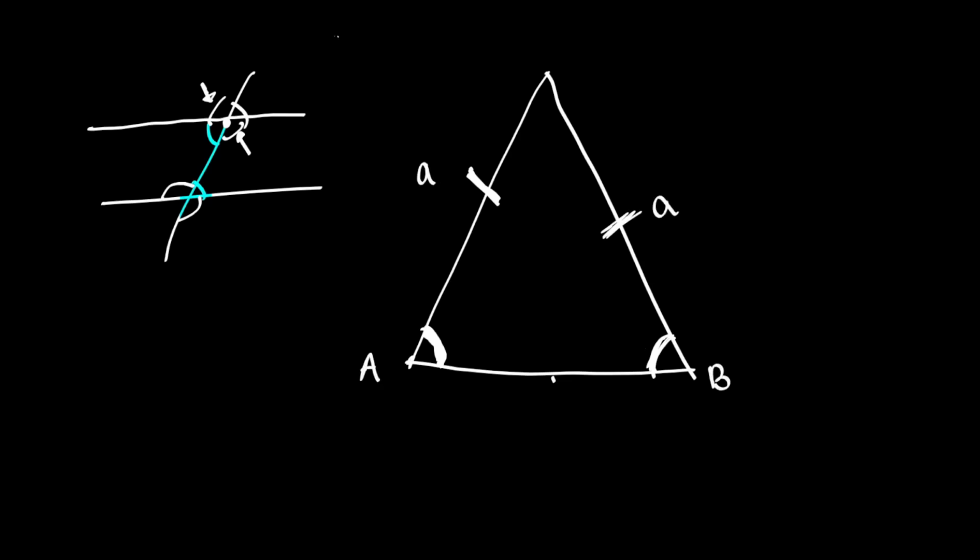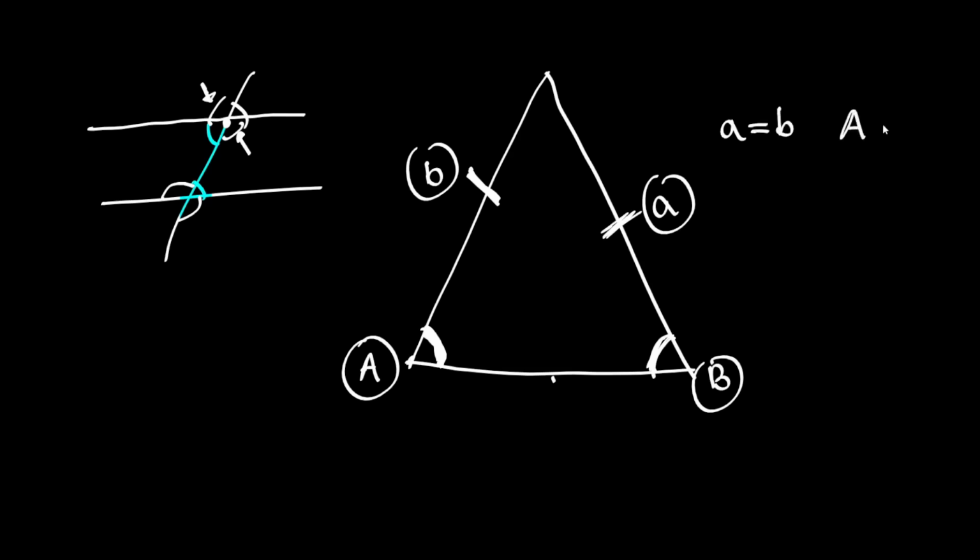Sorry, the other way around. We are going to maintain a convention: for angle A, the opposite side would be A. For B, the opposite side would be B. So if side A is equal to side B, then angle A is equal to angle B. That is what I am saying. Okay, so now we can try solving this problem. Sorry for this recap.